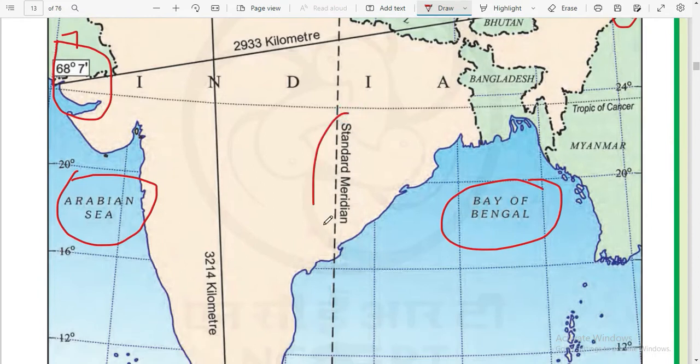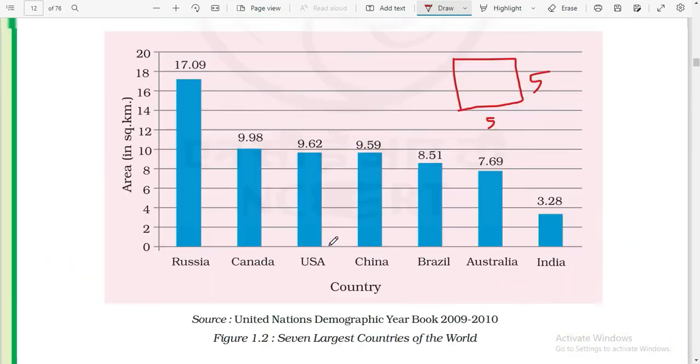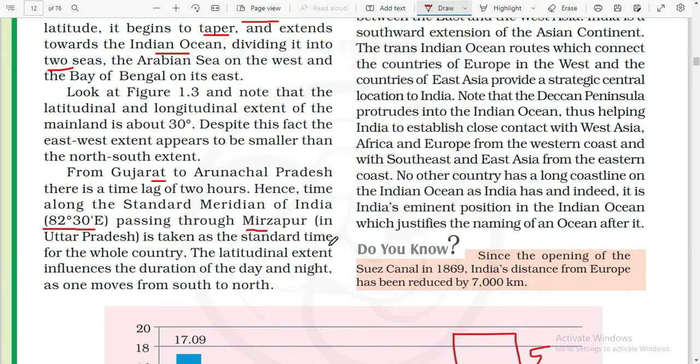See here, they have taken the standard meridian, where if this is according to the standard meridian, if it is 6 o'clock here, the same 6 o'clock it will be here in Gujarat. In order to have the same timing throughout the country, they have chosen the central point in the country as the standard meridian, so that we may have the same time both in Arunachal Pradesh and in Gujarat.